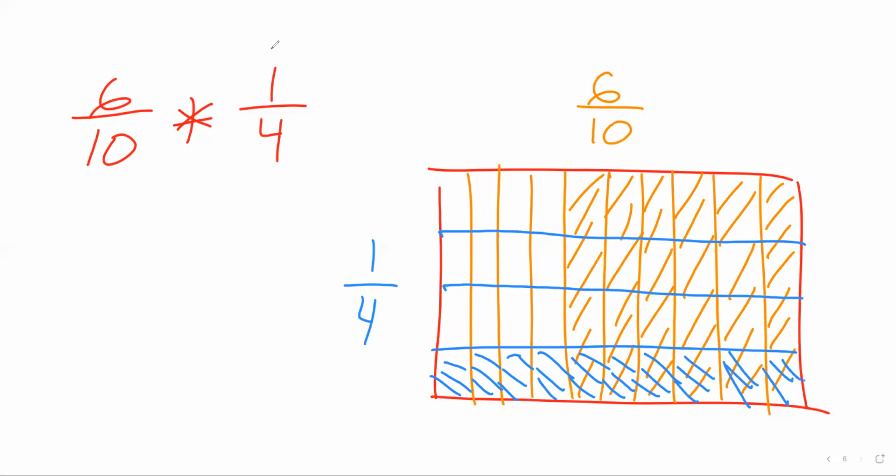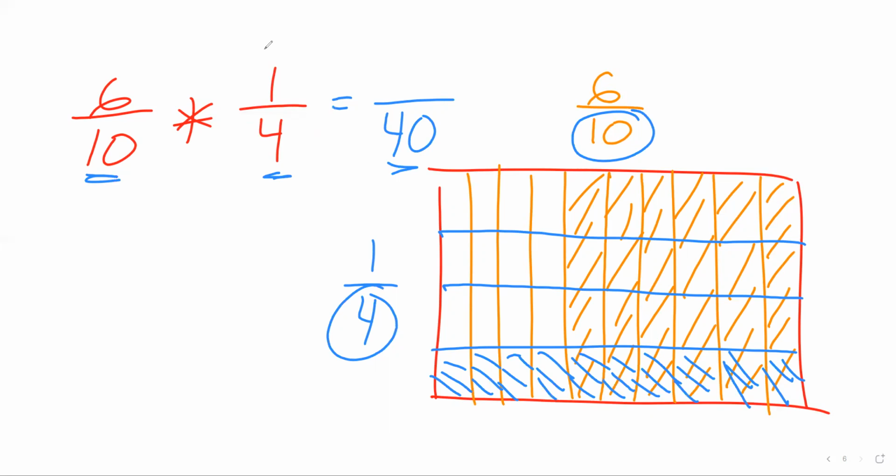Okay. Now, here's the part that's tricky. I have to think about how many pieces I have. Well, I have 10 columns times 4 rows, so that would be 40 pieces. And then I have to focus on the pieces that have both. In this case, I use orange and blue. So that would be this chunk right here, and that is 1, 2, 3, 4, 5, 6 pieces.